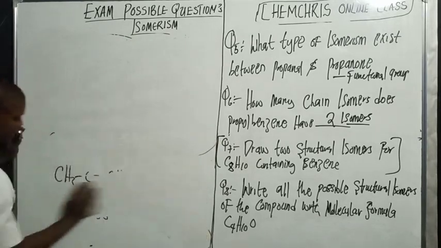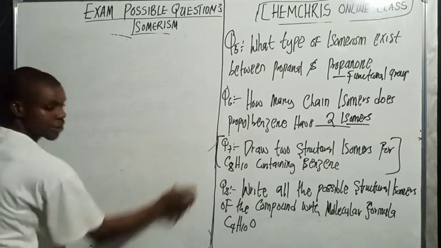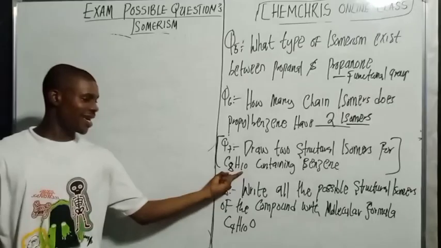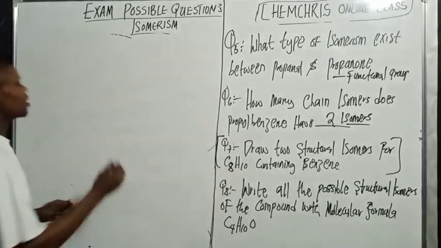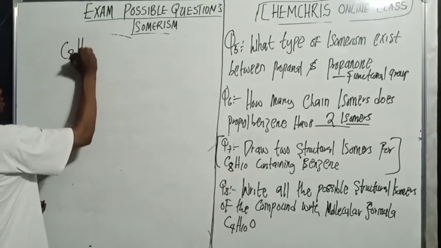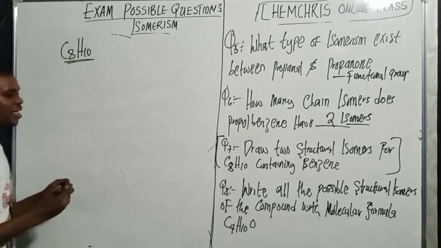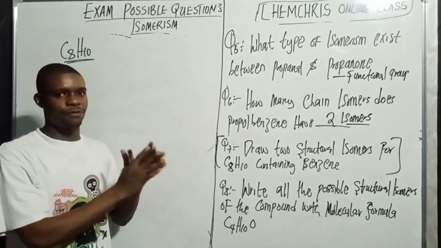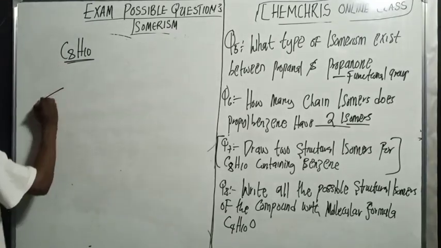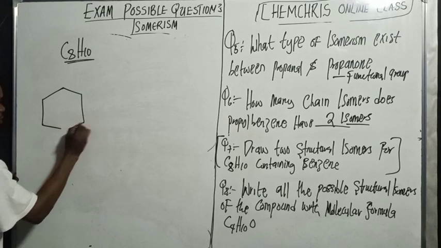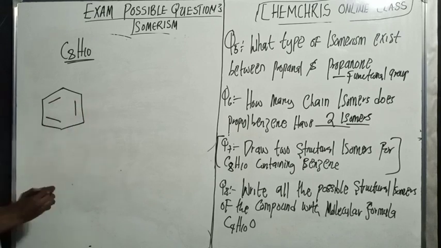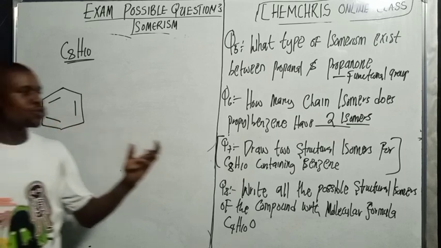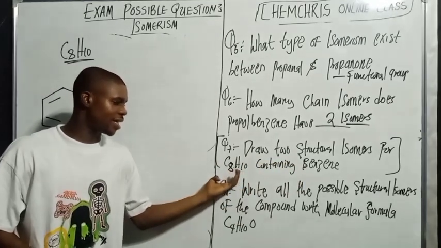Look at this question here. Very important. Now the molecular formula is what? C8H10, right? Now they say that it must contain benzene. That is, benzene must be involved. You get? So this is benzene. They say draw 2 structural formulas for C8H10.